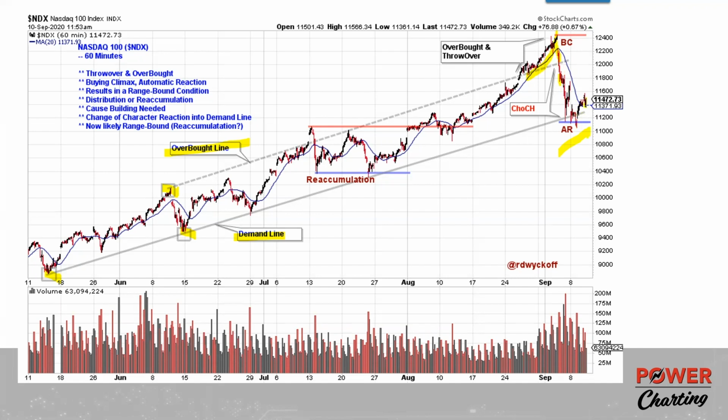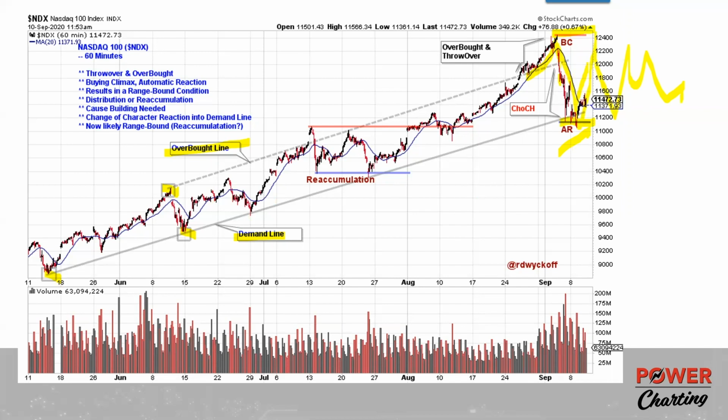We're going to look at the quality of the bounce, but we would expect that the bounce would come up probably into the mid part of the range, could go even higher. I've seen them bounce all the way back up to the buying climax. And the expectation here is resistance at the buying climax, automatic reaction low as support. This is going to represent the range bound condition for this market for some period of time.